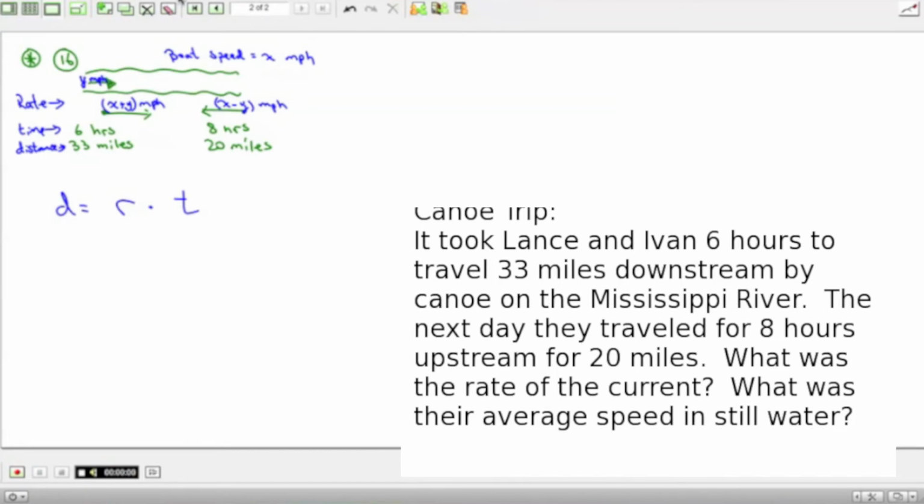Do I know the distance with the current? Yes. What's the distance? 33 miles. Do I know the rate? Yes, I do. What is it? X plus Y. You're going X plus Y miles per hour. The river's going to push you a little bit faster than you're normally going, but you don't know either of them. Do I know how much time it took? Yes. 6 hours. So that's the setup for the first one. Against?